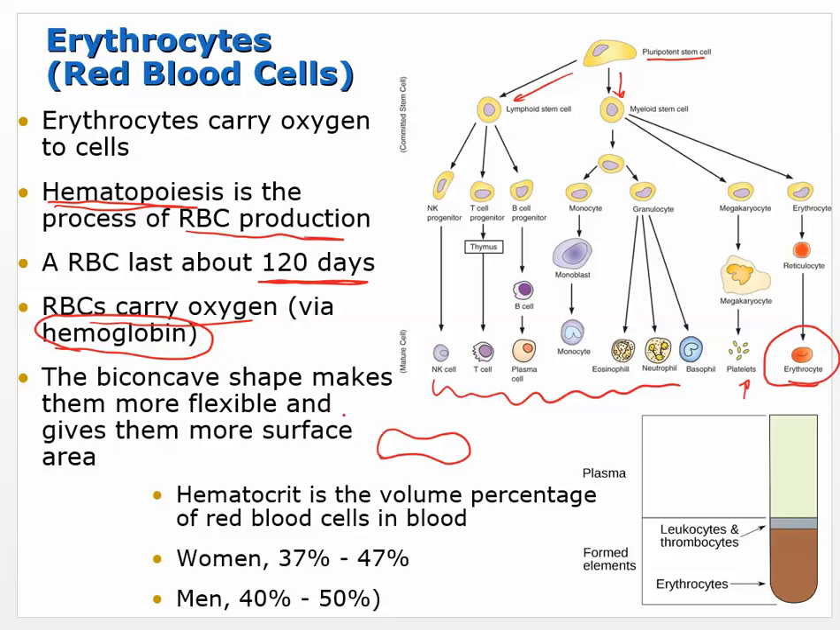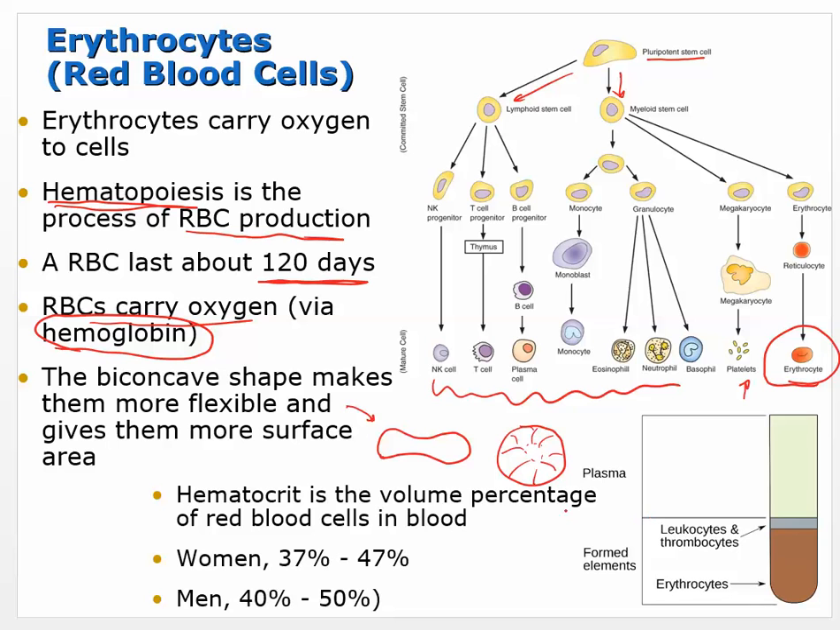Okay, it has a biconcave shape, which means that it's shaped like this, and I like to describe it as a donut, but the hole in the donut is filled in. Okay, so it doesn't have a hole in the middle like a donut does, but it kind of has that same shape. All right, so that shape makes it more flexible, so it's able to bend and it's able to twist, which means that it can move through very, very tiny capillaries until it can't, and it breaks, and then you have to deal with that, and that's usually supposed to be about after 120 days.